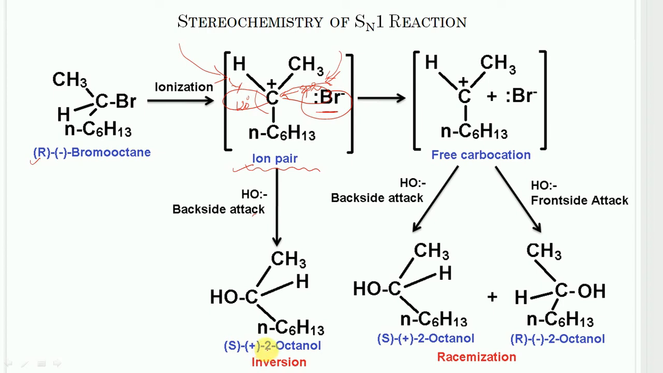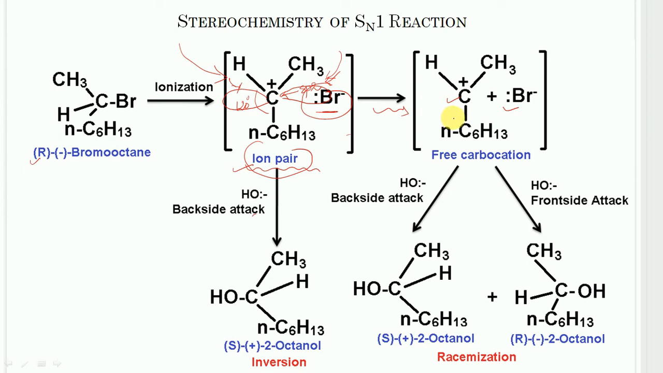S(+)-2-octanol. So it is the first probability, and in the second probability, if the nucleophile attack is slow, then the ion pair has sufficient time to dissociate into carbocation and bromide ion. In this case, the carbocation is in the free state.